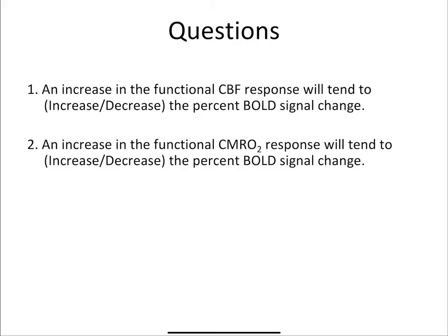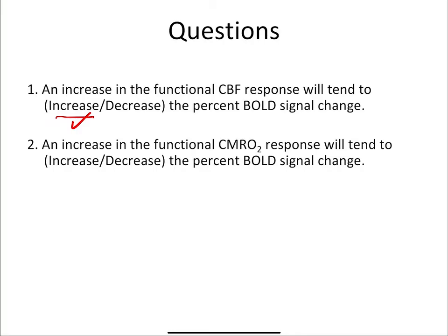Okay, let's take a look at that. For question 1, the overwhelming majority picked increase, and that is correct. As CBF increases, it's going to deliver more oxygen, so that's going to decrease deoxyhemoglobin and make the signal go up more, okay?